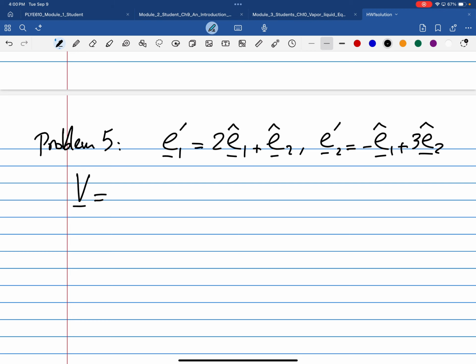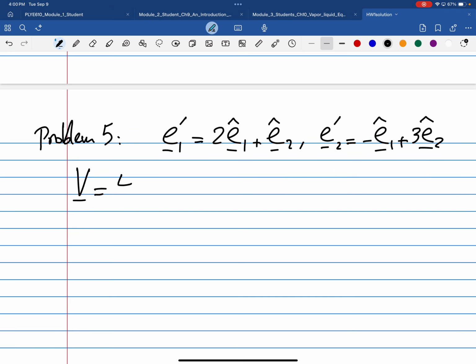These bases should be orthonormal. And v is 4e1 plus 2e2. So we want to find the components of v in the prime basis. So how did you do this? You followed the transformation rule? Okay, so how did you determine it, because now you have only two, it's 2D. So how did you do it? Because all of you solved this in the homework.